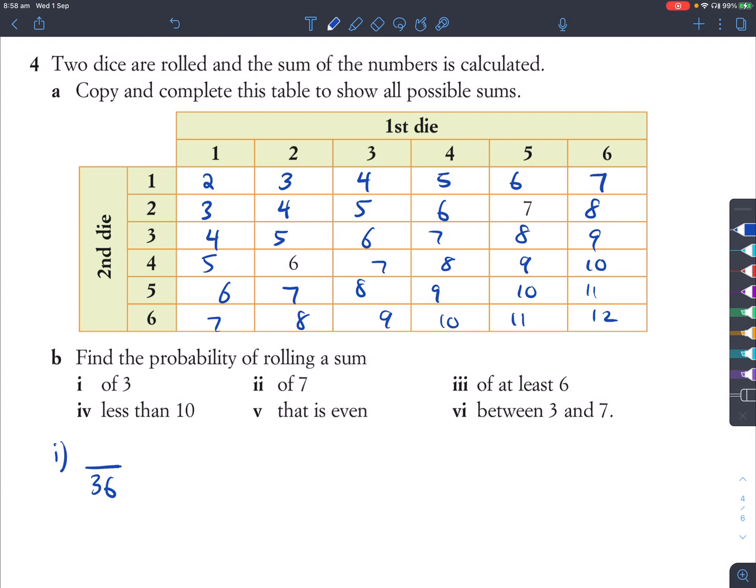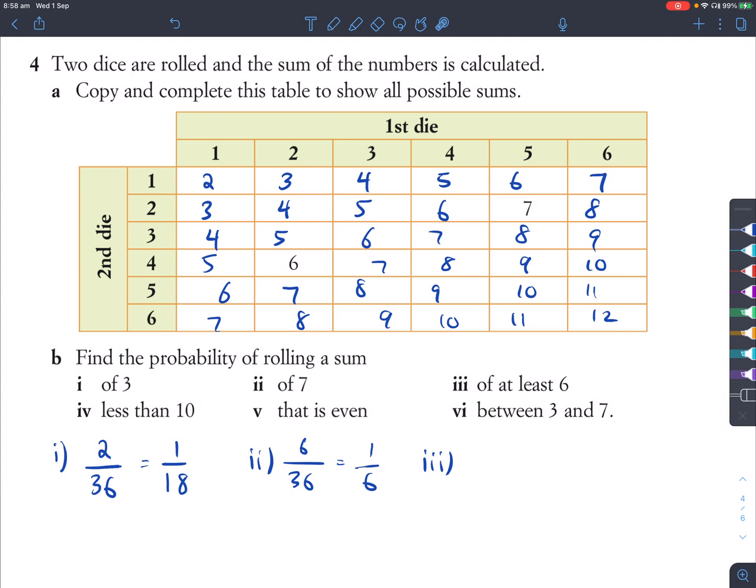And the ones we want is just the number 3. So there's 2 of them. So that will be 1 out of 18. Then for part 2, if we want the number 7, there's 1, 2, 3, 4, 5, 6 of them out of 36, which gives us... Oops, not 1 out of 18. It's 1 out of 6 if we divide the top and bottom by 6.